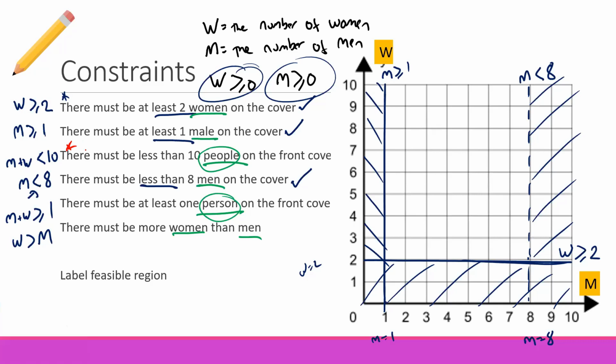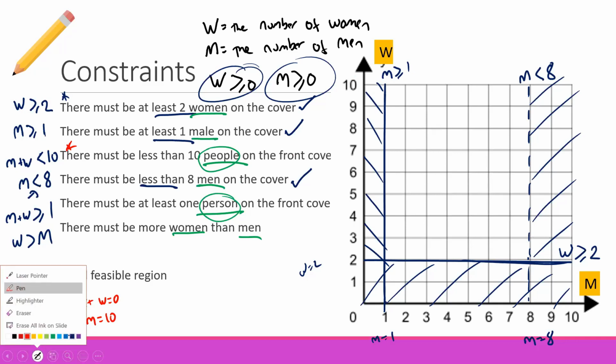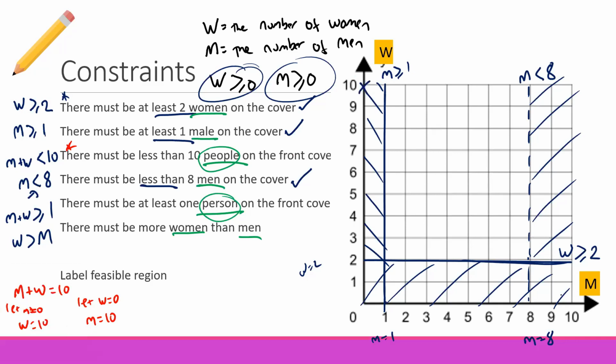M plus W must be less than or equal to 10. So what we would do to plot that is we go M plus W equals 10. Then let's say let M equal 0. That's going to be W equals 10. Let W equal 0. That's going to give you M equals 10. So that's going to give you 2 points. We've got a point up here at 10, a point down here at 10, which gives you this line here.